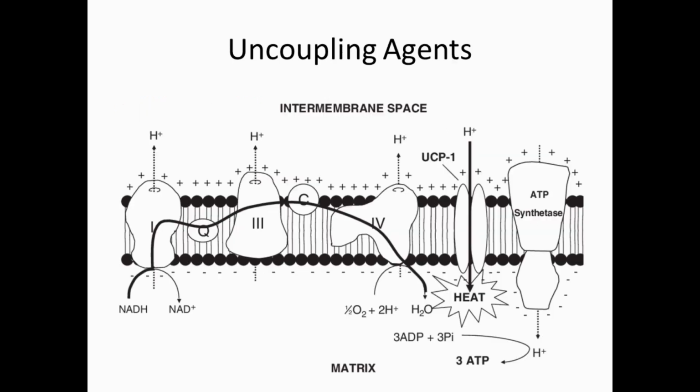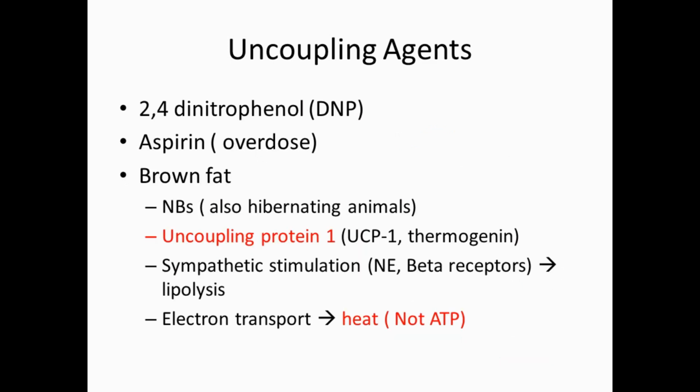So the uncoupling agents will uncouple the membrane and that will leak hydrogen ions into the matrix, and therefore there will be a low concentration of hydrogen in the intermembrane space. So there will be a low gradient of hydrogen for the ATP synthase, so it cannot make ATP. And on top of that, those agents will generate heat instead of ATP. The uncoupling agent effect we will see in 2,4-dinitrophenol or DNP. Also we will see it in overdose of aspirin, and also in brown fat use, especially in newborns or in hibernating animals.